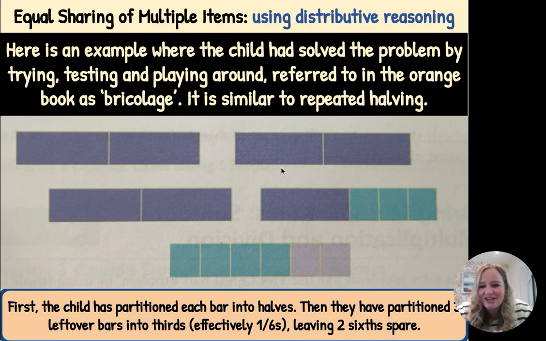So first the child has partitioned each bar into halves. Then they've partitioned the leftover bars into thirds, effectively 6, leaving 2/6 spare.